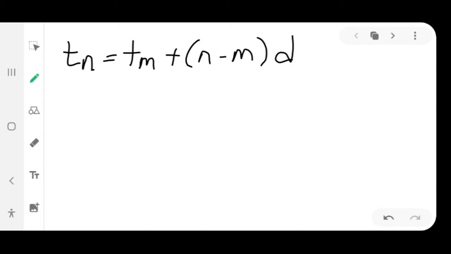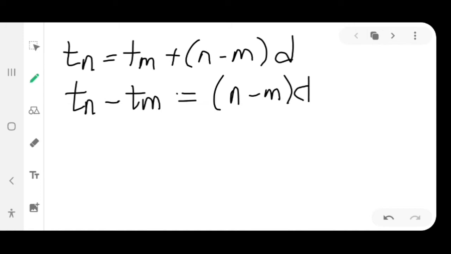So to solve for the common difference, we are going to derive first the formula if it's okay. So that means we are going to transpose first t sub m to the other side. Since this is positive on the right side, it will become negative on the other side. So our equation will become t sub n minus t sub m is equal to the quantity of n minus m times d. After that, we are going to divide both sides of the equation by n minus m, or simply transpose n minus m to the other side.